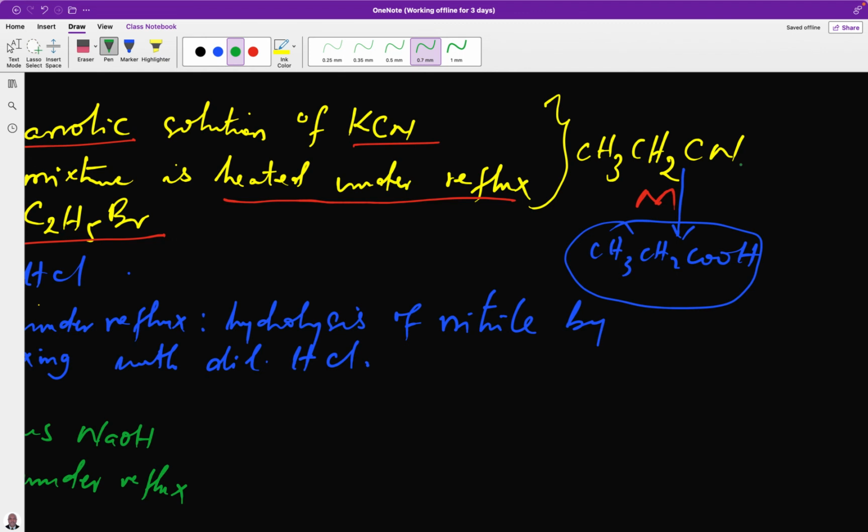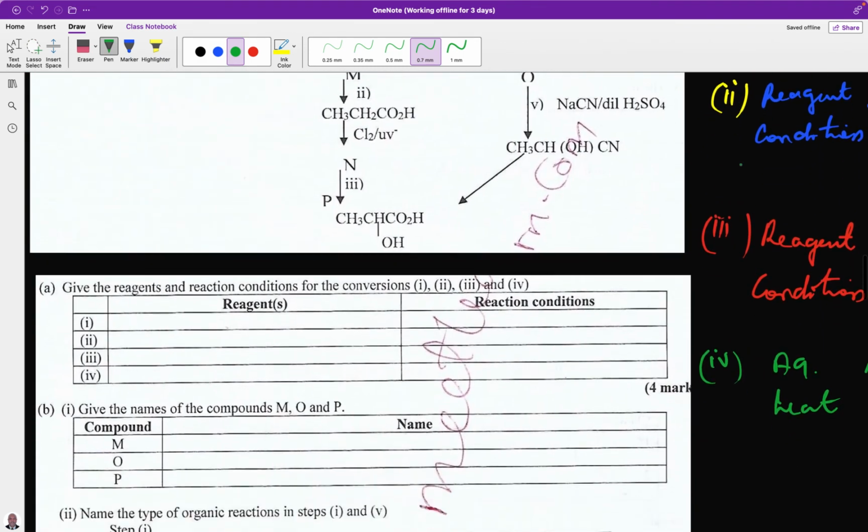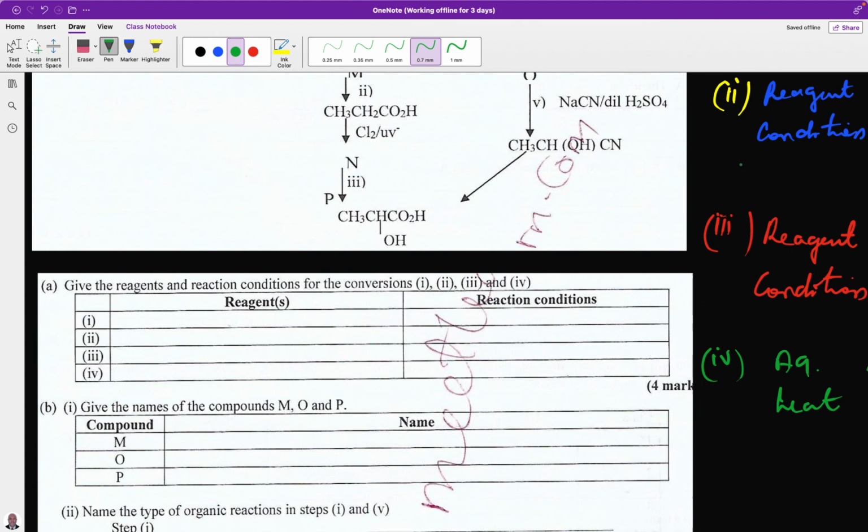So the compound name is propane nitrile. So we say our M is propane nitrile.